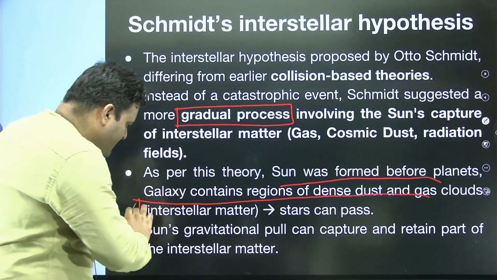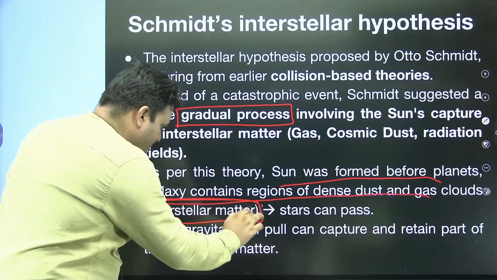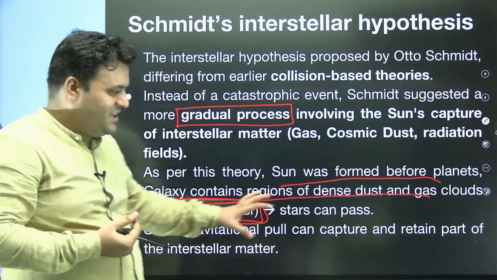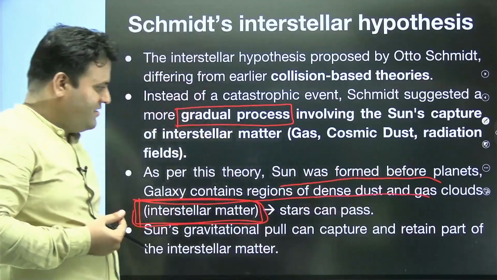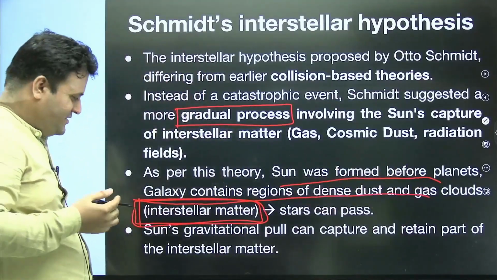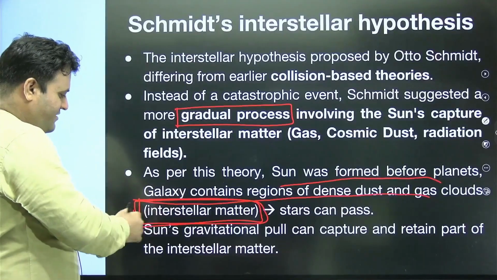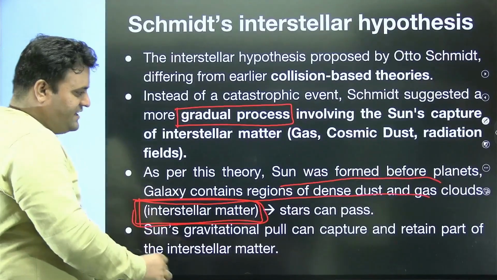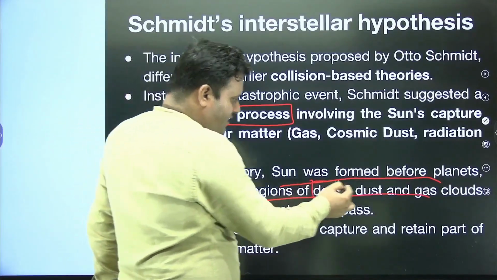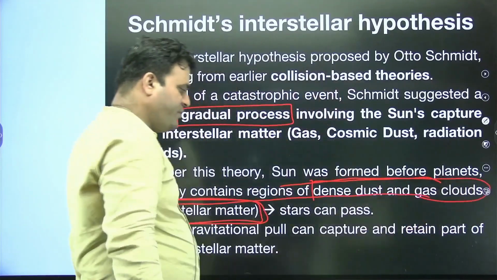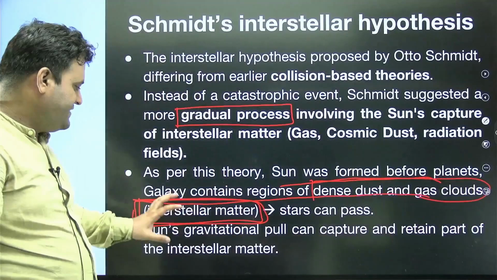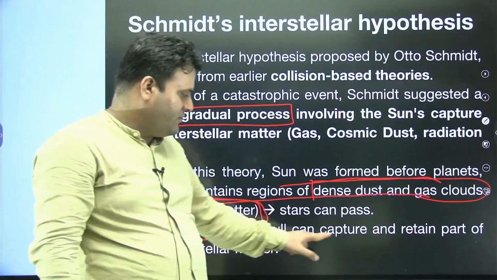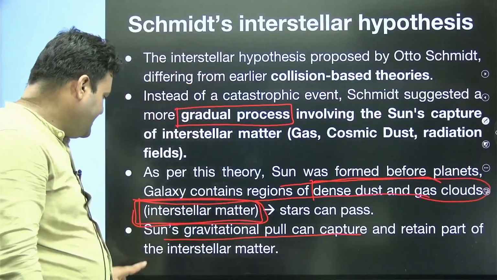So this is known as interstellar matter. This interstellar matter, the new term, is actually used with old items. The packaging is new, basically. So interstellar material or interstellar matter is the dense dust and gas clouds. They are primarily termed as interstellar matter. The sun's gravitational pull can capture and retain part of the interstellar matter.